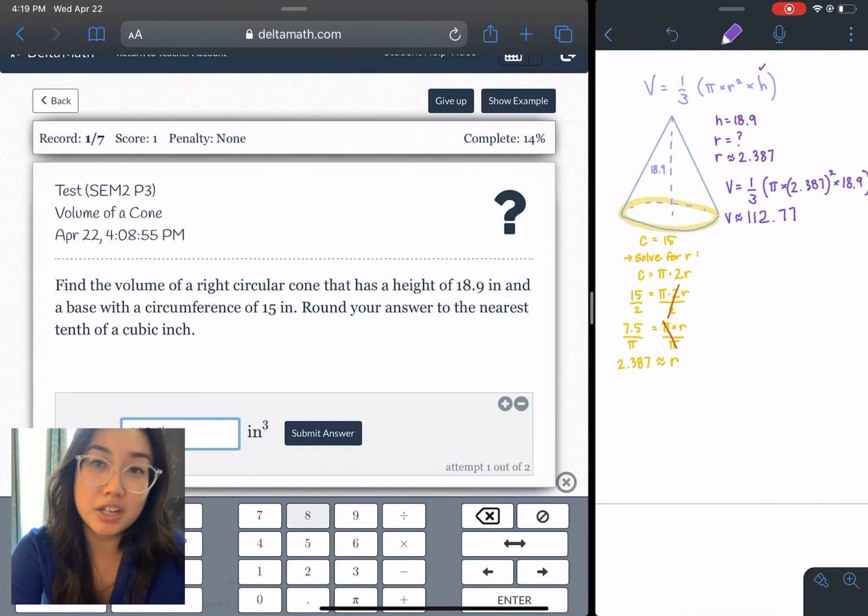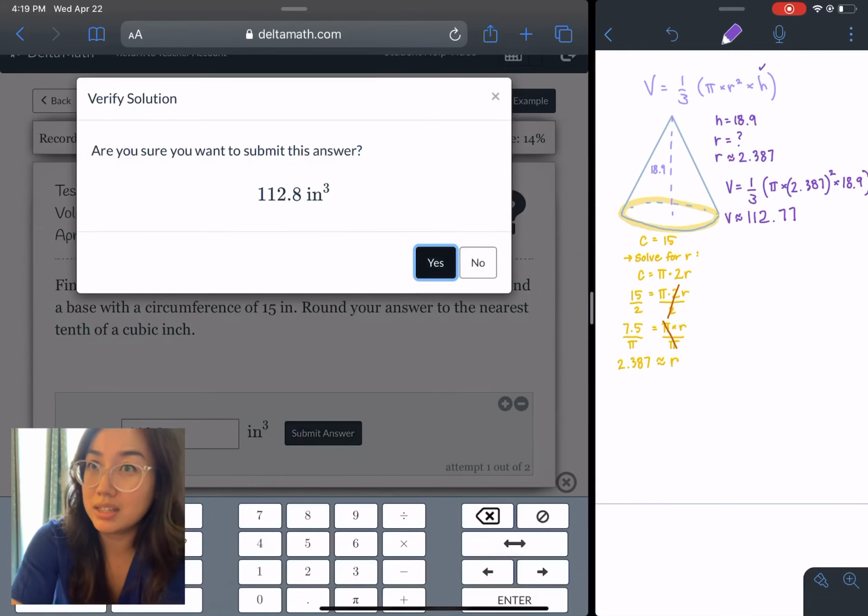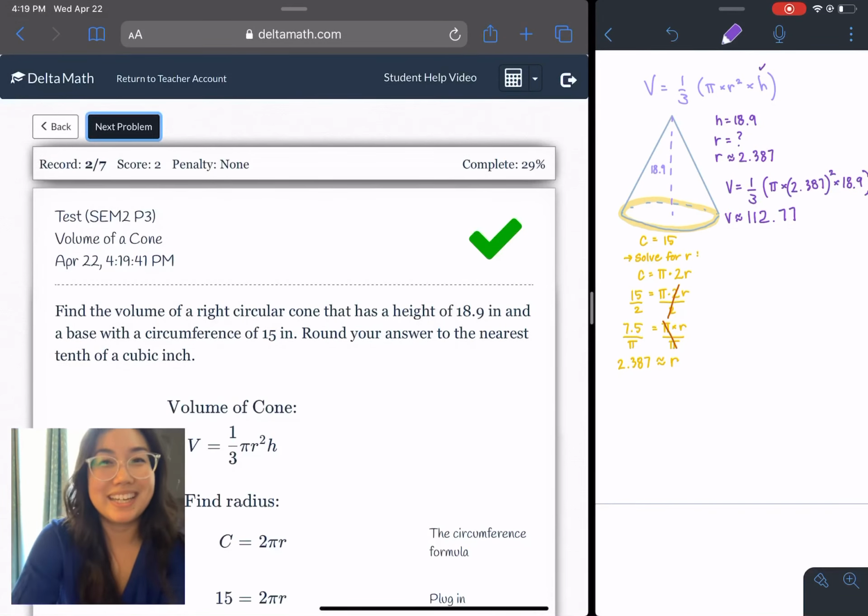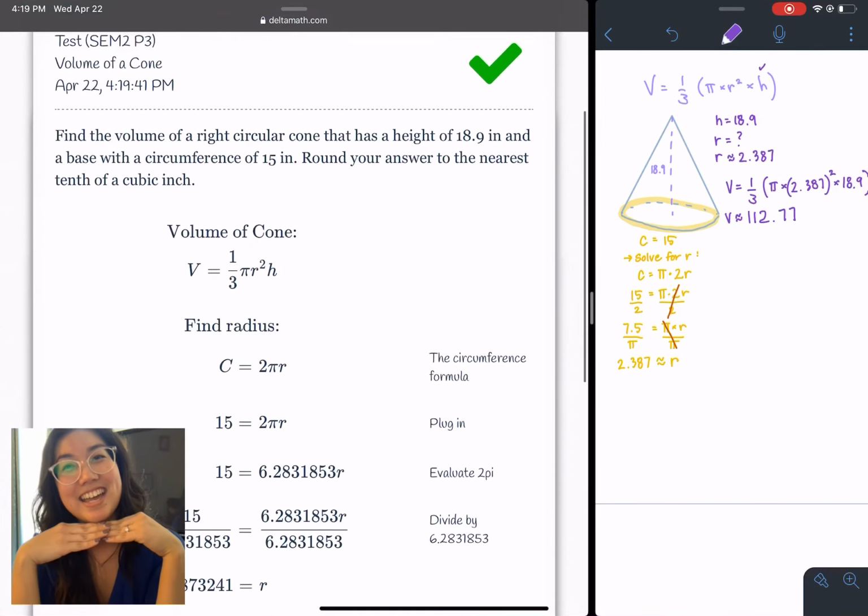So when we check our answer in DeltaMath, we get the right answer. Yay!